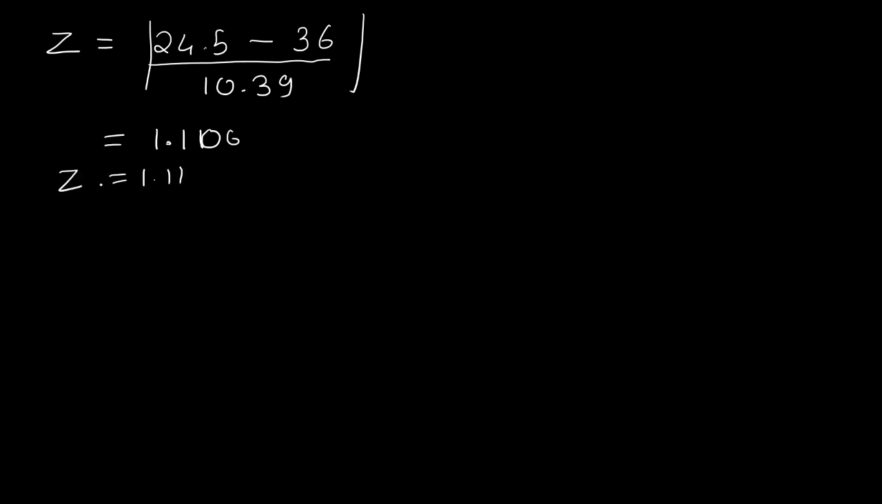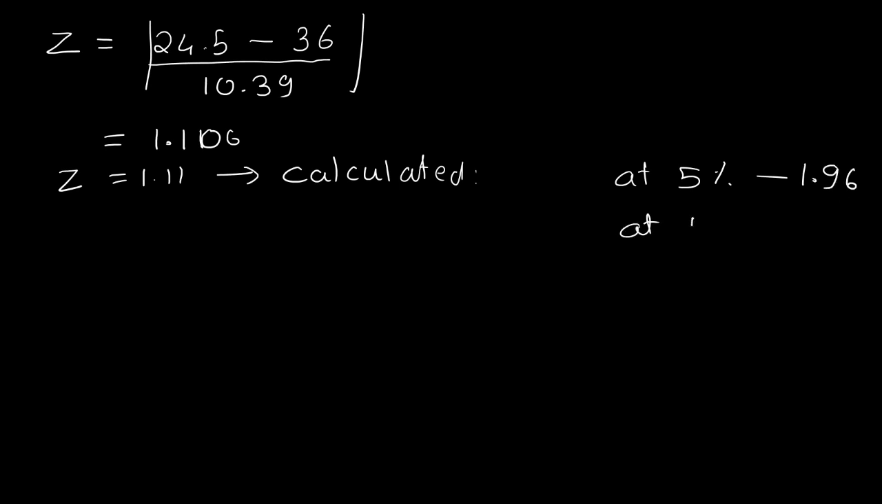Okay, now if this is my calculated value, and I'm looking for this in the table which we used to see, at 5% level of significance, the critical value is 1.96, and at 1% level of significance, my critical value is 2.58. Okay, this is for the testing of hypothesis, the critical region or the acceptance region.